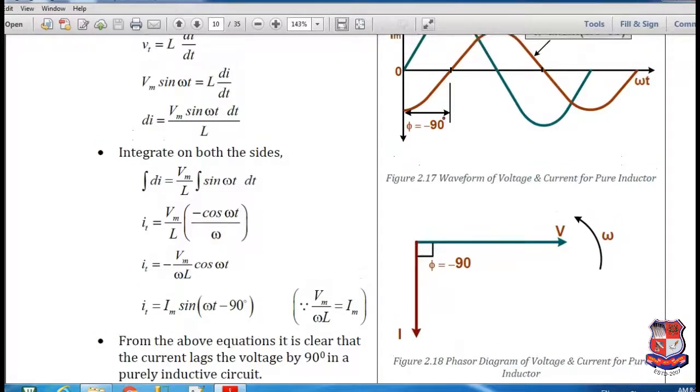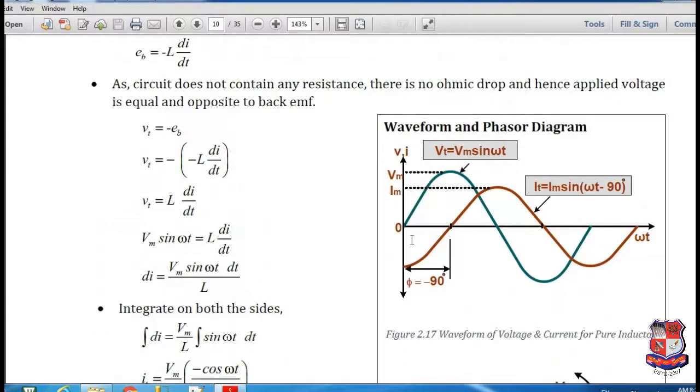Now we can go to the waveform. In this waveform, your voltage source starts from the 0 position, whereas your current waveform, having the equation i is equal to Im sin omega t minus 90 degrees, starts 90 degrees behind the waveform of the voltage. So phi is equal to minus 90 degrees over here based on the equation. This is the waveform of the purely inductive circuit.